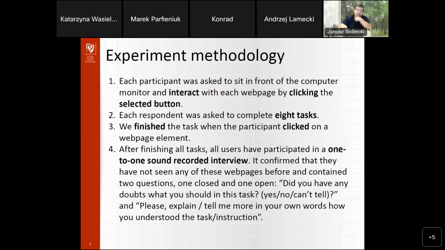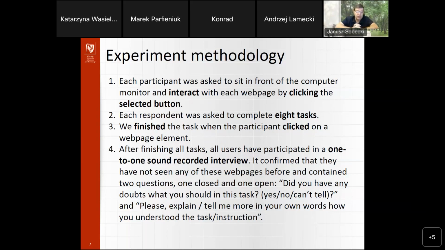And what was the methodology of our experiment? Each participant was asked to sit in front of the computer and interact with a web page by clicking a selected button. Each respondent was asked to complete 8 tasks. We finished the task when the participant clicked on a web page element, because this is a first click experiment.